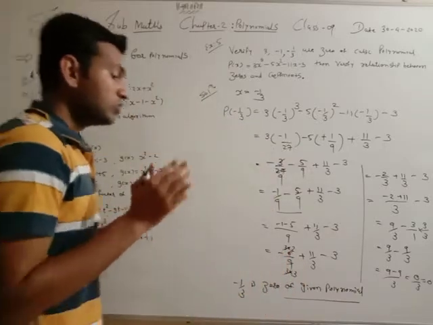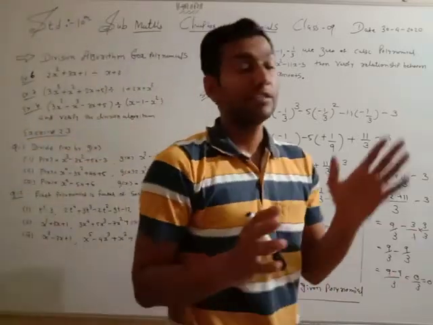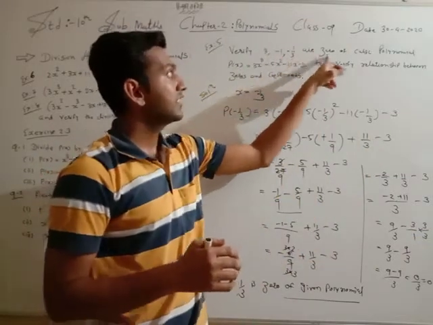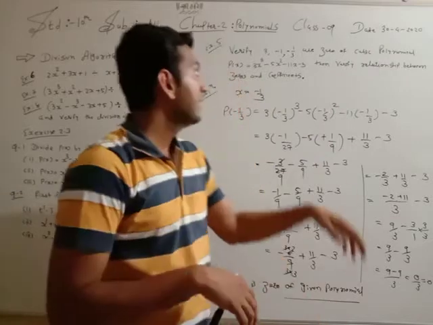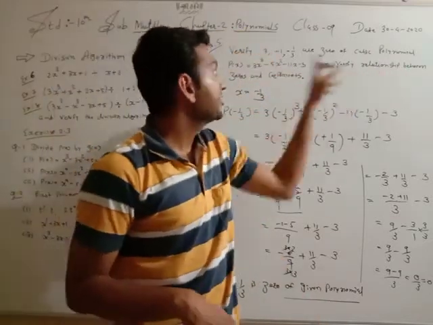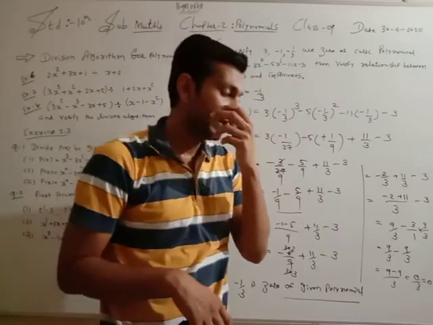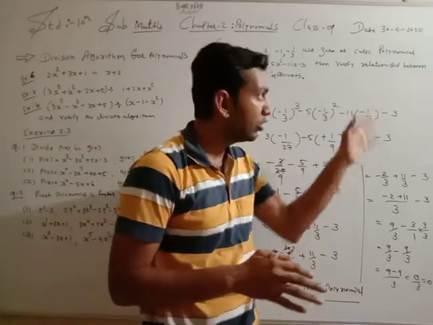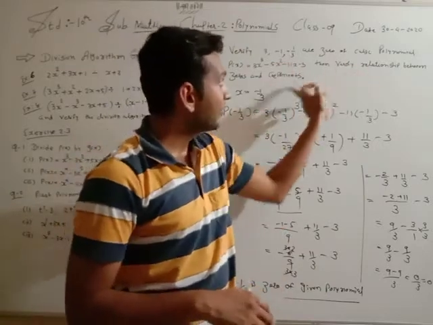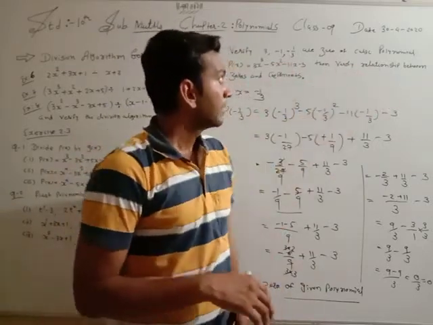Okay, so the first concept is done in this sum: verify that 3, minus 1, and minus 1 by 3 are the zeros of the cubic polynomial. Now the second part of this sum is to verify the relationship between the zeros and the coefficients. First we will learn the theory: what is the relation between the coefficients and zeros.